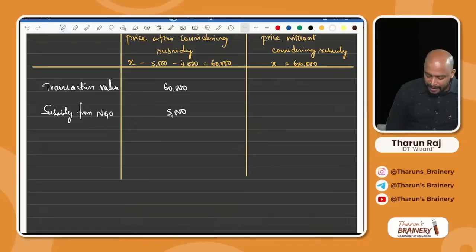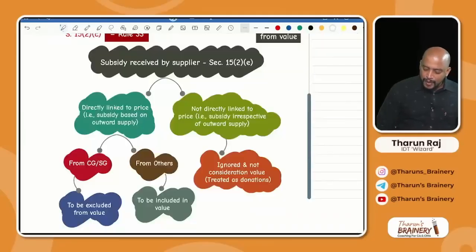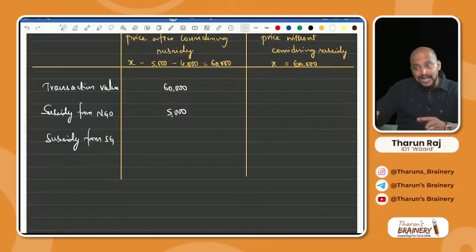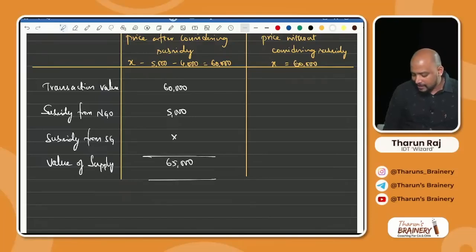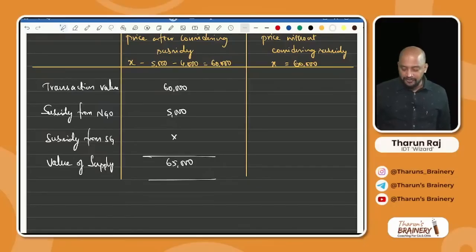5,000 subsidy from NGO. Then subsidy from state government: as per provision, if you see, it is to be excluded from value, and in the given price it is already excluded. So don't consider that, ignore it. Therefore you will get the value of supply. So the value of supply will be 65,000.